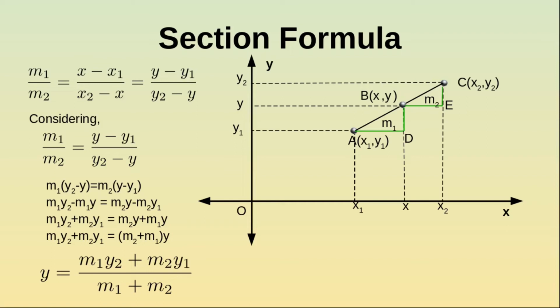So, what this section formula means is that the point B is a point which divides the line segment AC in the ratio of M1 by M2. That is, B is a point such that AB by BC is equal to M1 by M2. Section formula is used to find the point B for which this is the ratio. Or we may do the sum in the reverse order, that is, we have the point B and we try to find the ratio.